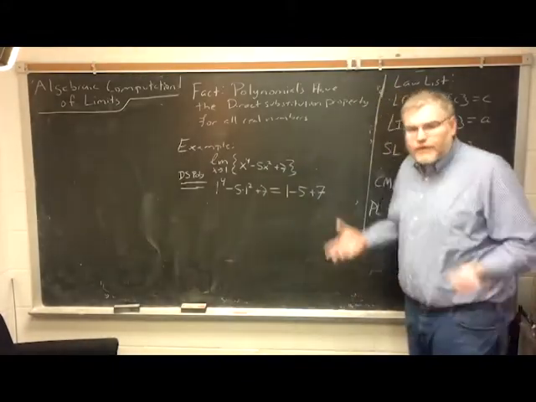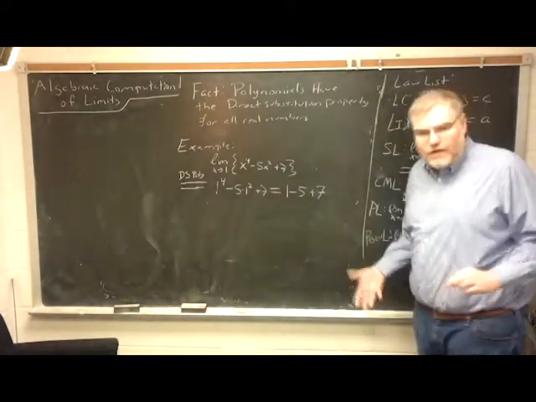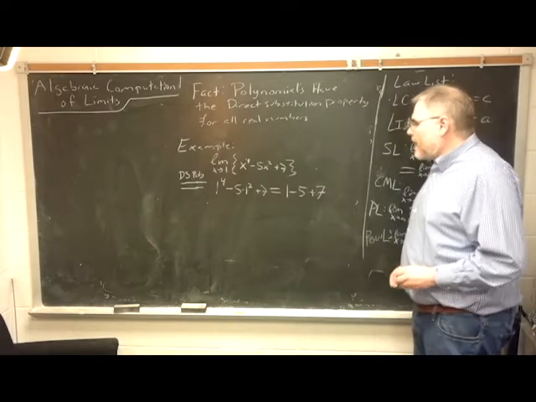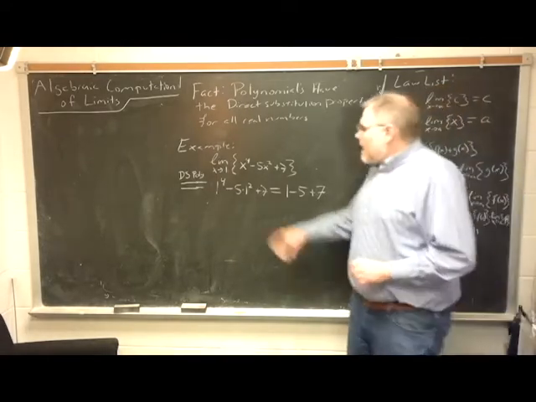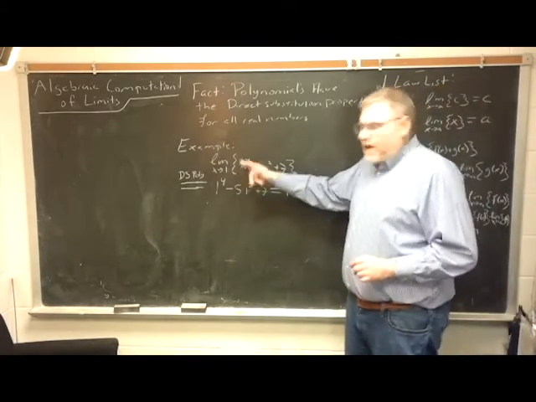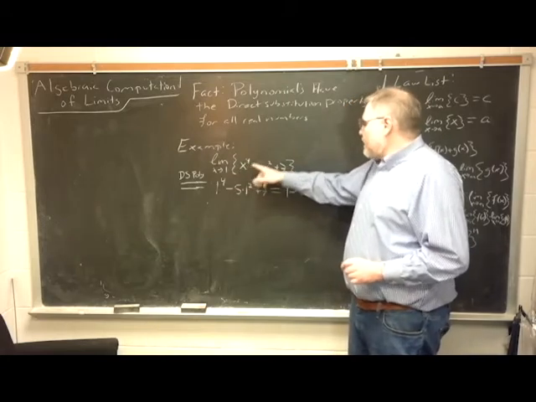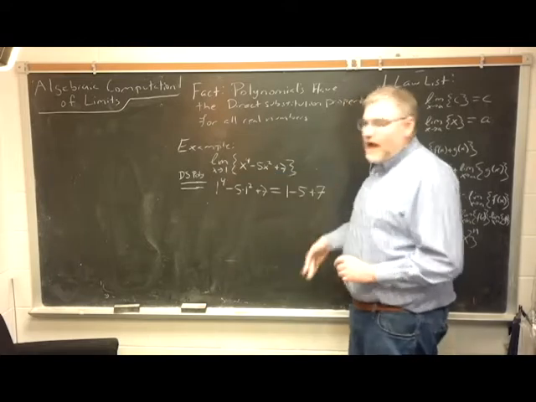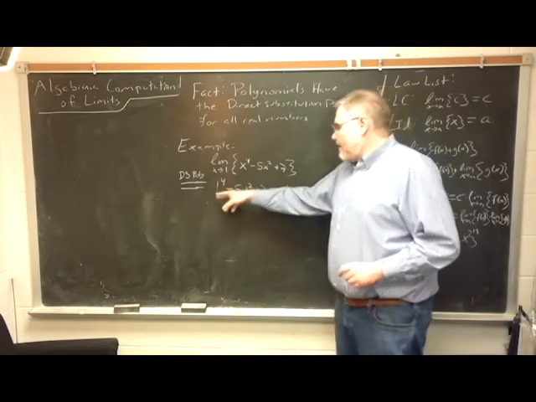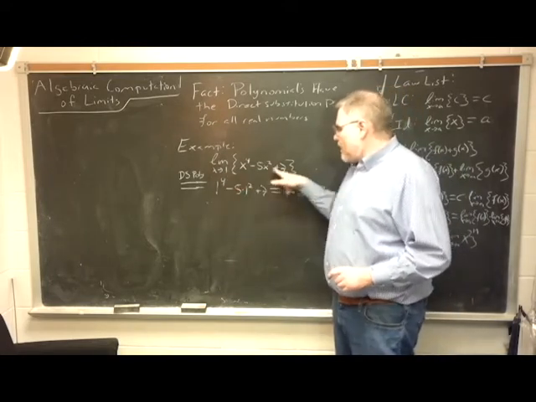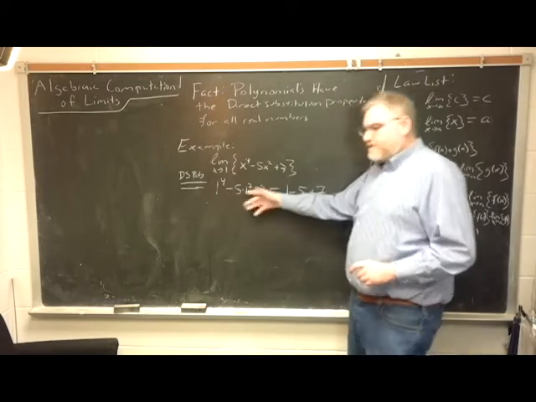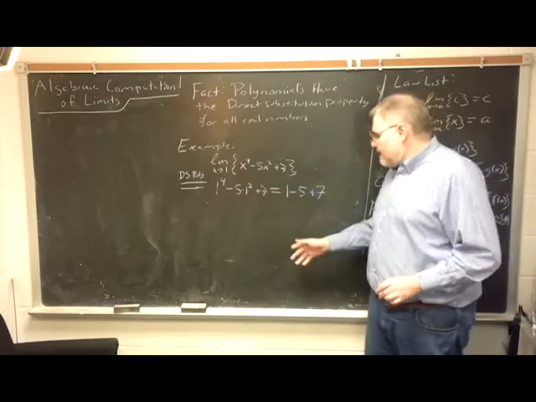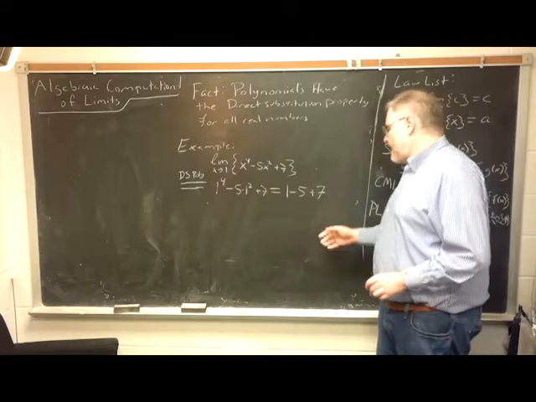So polynomials are a class of functions that have what we call the direct substitution property. For example, I want to compute the limit as x goes to 1, a finite number, of x to the fourth minus 5x squared plus 7. This is a polynomial. I know it's a polynomial, so I just sub in 1 for all the x's: 1 to the fourth minus 5 times 1 squared plus 7, which is 1 minus 5 plus 7.